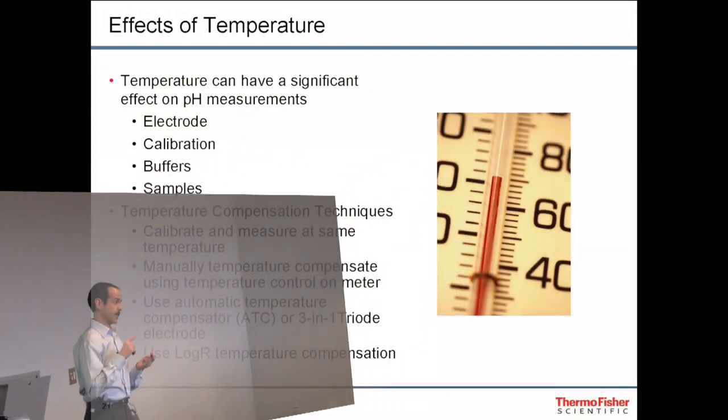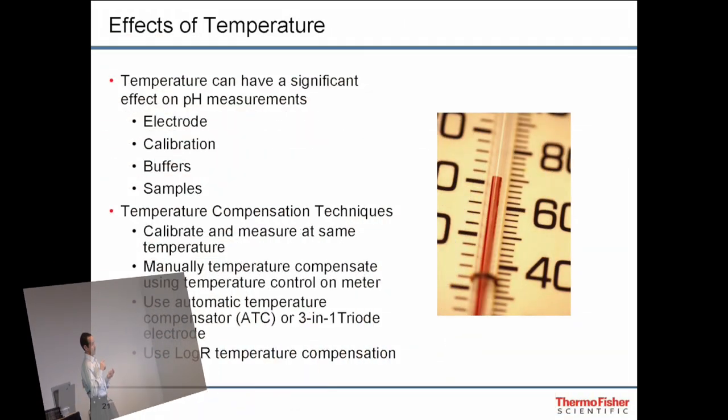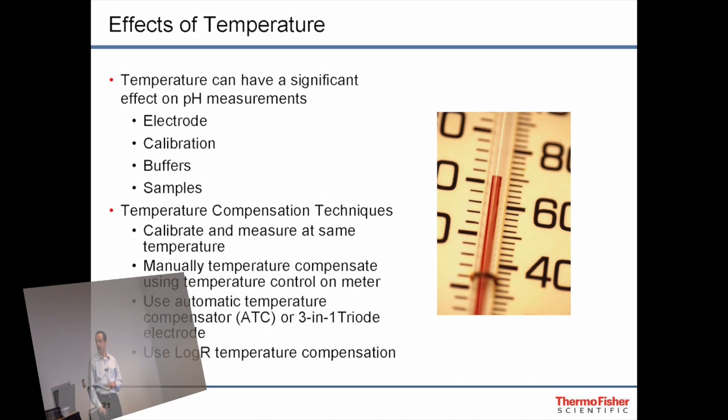So the other thing to talk about with regards to pH is temperature. Temperature actually has a pretty big effect on the whole thing. It affects the calibration, temperature affects your buffers, temperature affects the sample, temperature also affects the electrode. So it actually affects four different things, and we'll talk about each one of these. If you're calibrating and you're measuring at the same temperature, you don't have to worry about temperature compensating. But if you're calibrating at one temperature and measuring at a different temperature, then you really should temperature compensate.